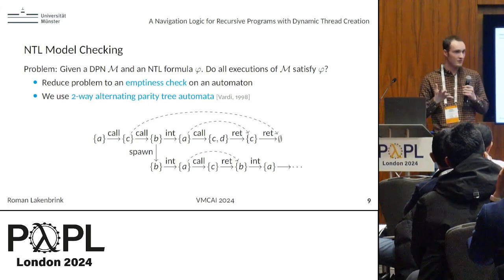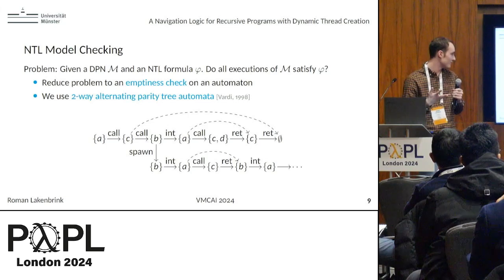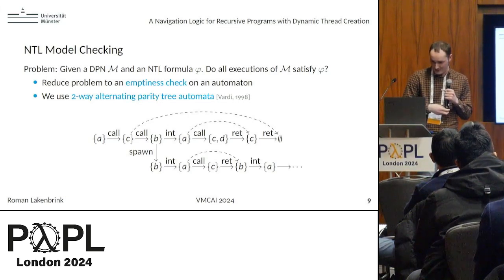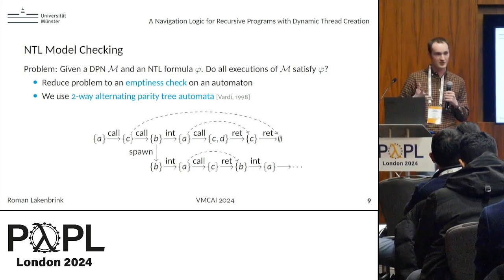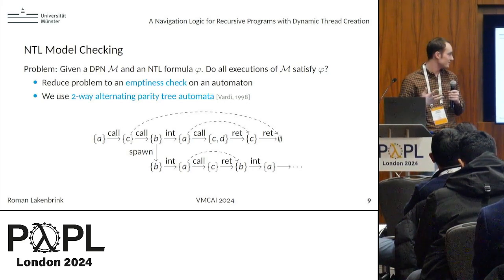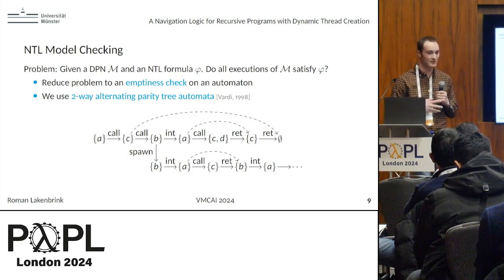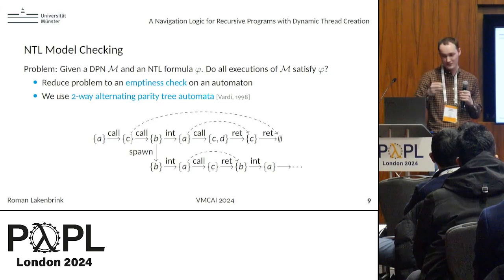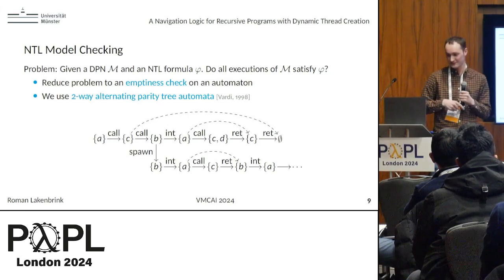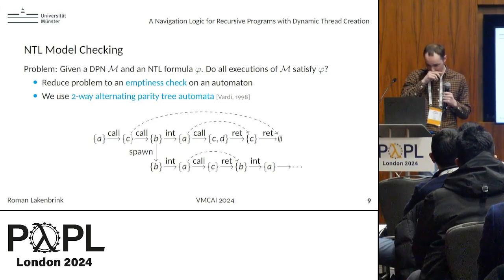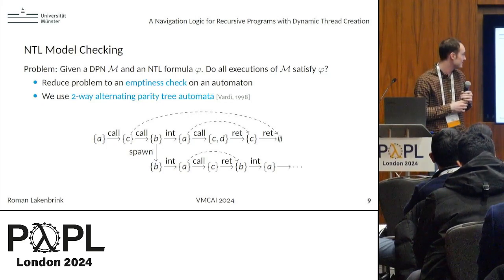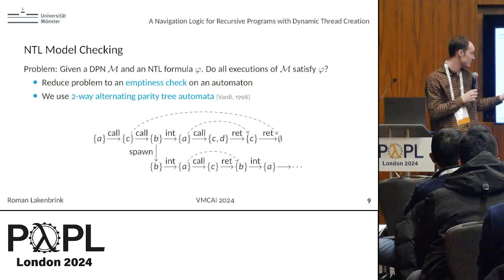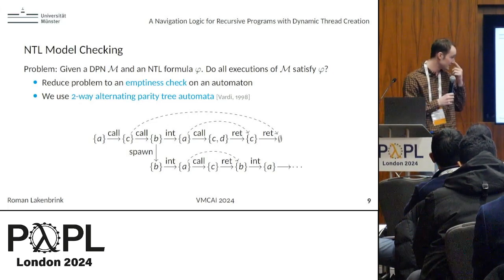And one type of automaton that we use for this is called two-way alternating parity tree automata. And so we want to use these automata because their features very nicely match with the definition of our NTL formulas, which makes the encoding of these formulas into this kind of automaton very easy. But one minor problem here is that these automata work on trees, as the name suggests, while our executions are actually defined as graphs and not as trees.